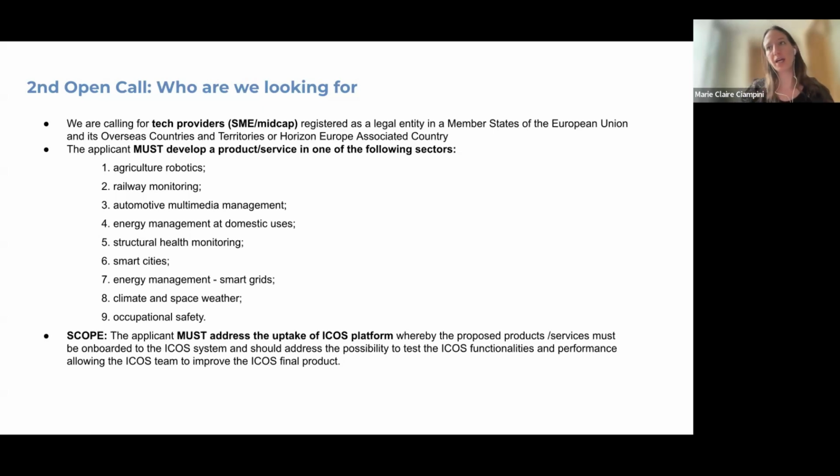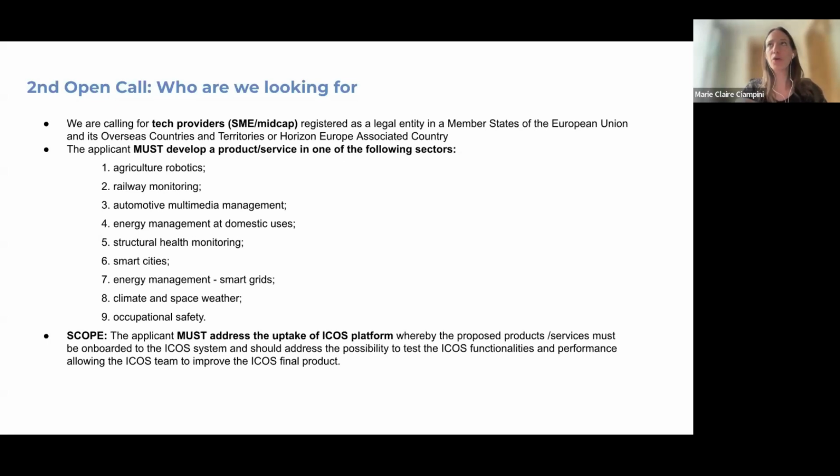This is why, if I've understood your question well, you're asking if you could have access to what's being developed within these use cases. These use cases right now are still being developed. So basically with the first open call, the projects are being developed as we speak, right? So they are in the early stage of the project execution.